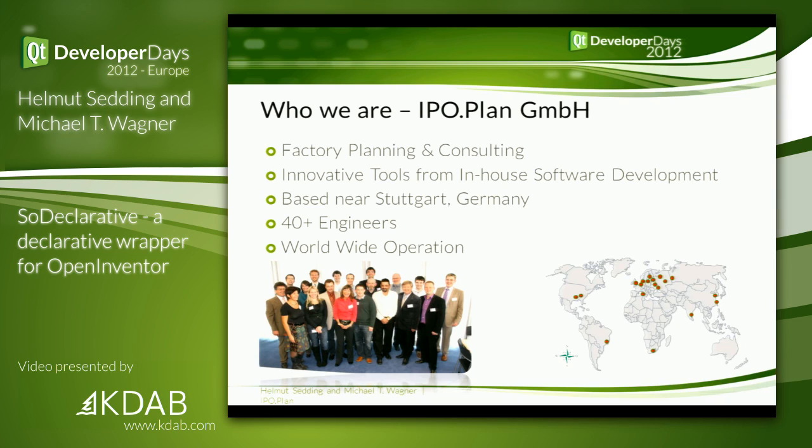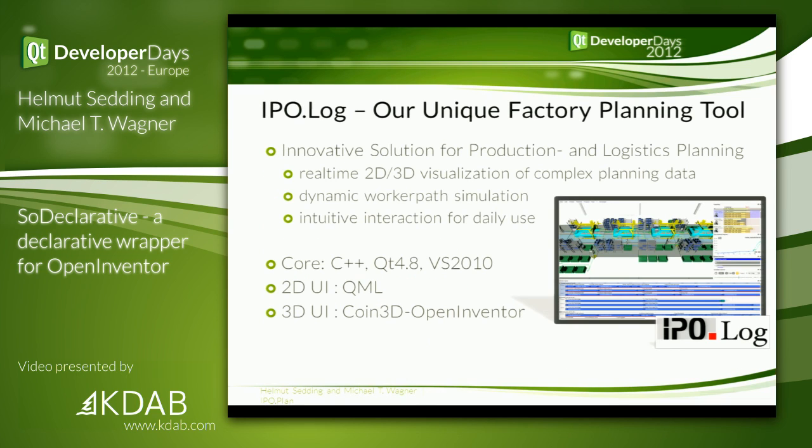We've got projects all over the world. Let me present the IPO.Log software, which we're developing. It's an innovative solution for production and logistics planning, and it's all done with Qt in QML and Coin3D and OpenInventor 3D scene graph.